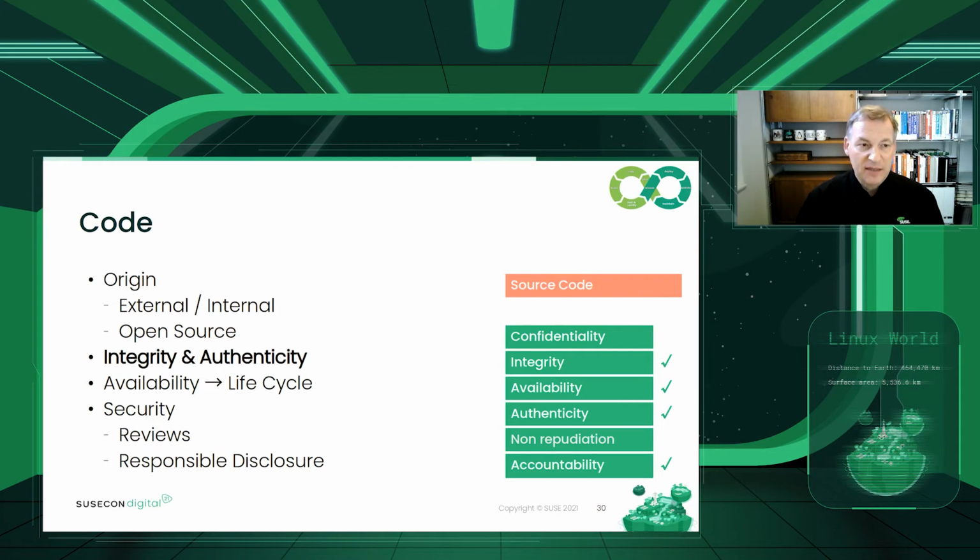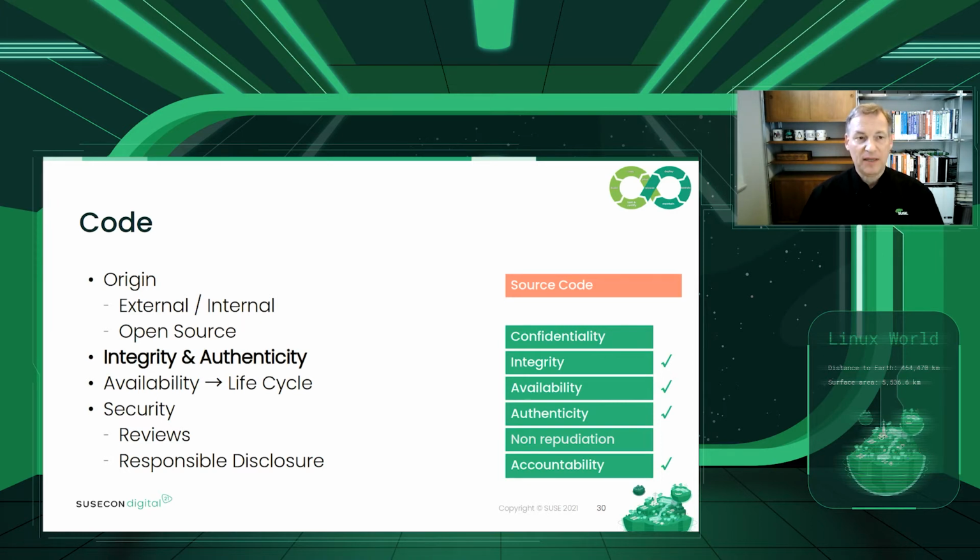But in this code, we also have to consider the most two important aspects. Number one, who created it, authenticity. And number two, integrity. Is the code not changed from where it should be, where the author of the code has delivered it to us, for example, as an open source distributor?